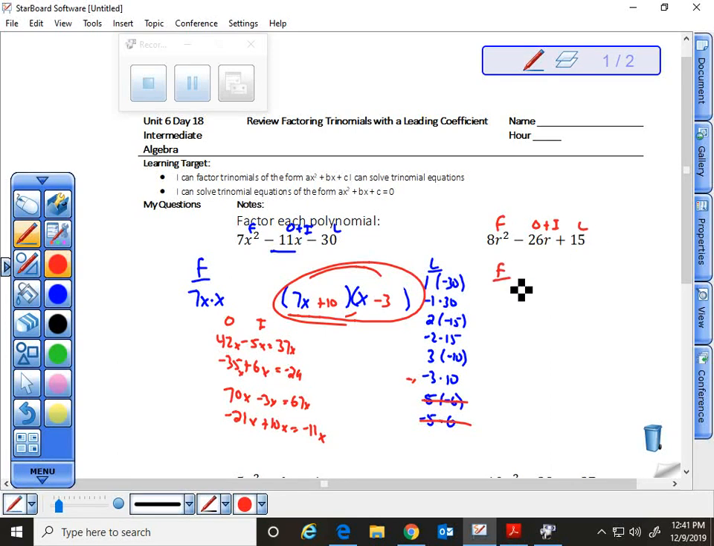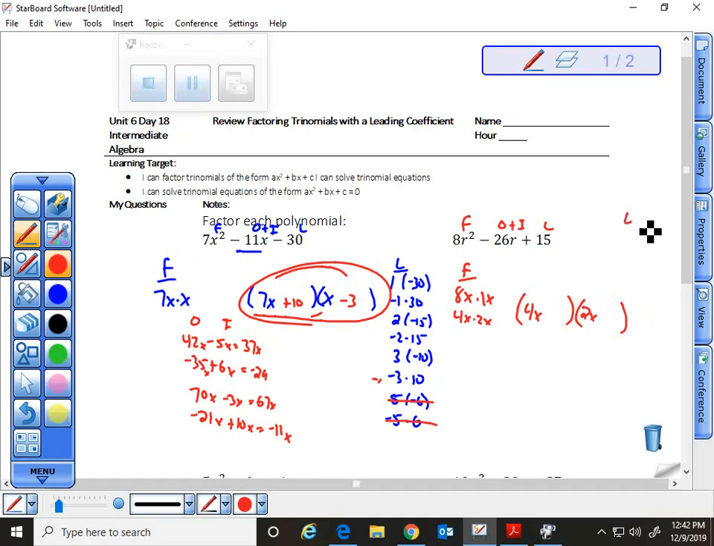The next one, again, first and the outside plus the inside, and then the last. Now as far as the first is concerned, we're thinking maybe 8x and 1x, or probably 4x and 2x. So let's put that out there. If we put a 4x and a 2x here, and then I have to look at my last term, which is a positive 15, at least that's going to be the same sign. So positive times positive or negative times negative, and I'm pretty sure it's going to be negative and negative, so I'm going to put some minuses right there and just look at the base numbers of 1 and 15, 3 and 5. And let's look at 3 and 5 like so, and hopefully we get lucky.